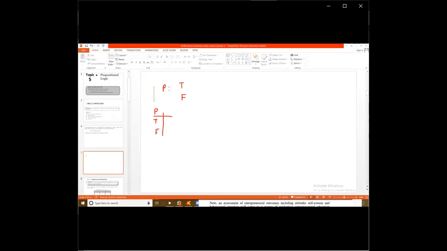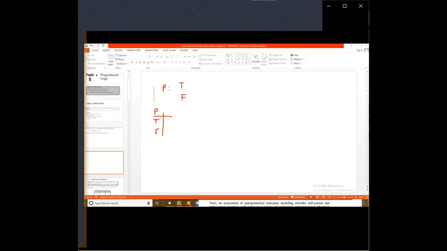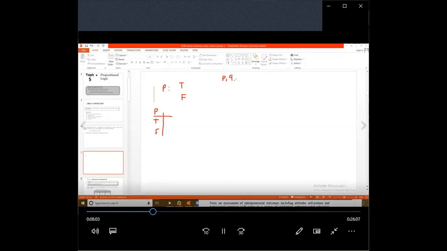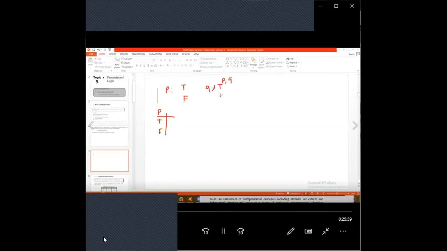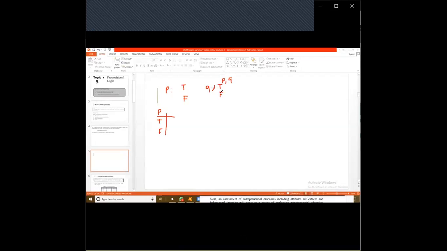Now, if we have two statements, that is P and Q, then you realize that because P itself has the statement true and false, and Q also has the statement true and false, then the possible values on the truth table for the two statements are going to be the combination of these truth outcomes.